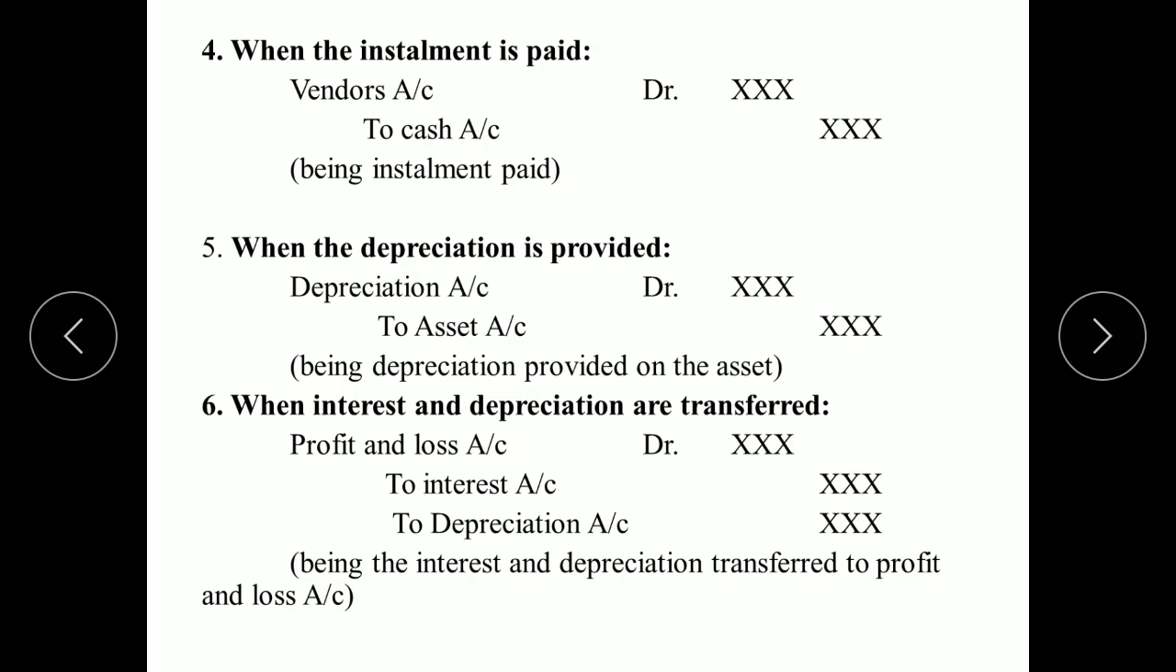So interest paid by the hire purchaser and depreciation charged on the asset, both are expenses for the hire purchaser. So these amounts will be debited to the profit and loss account. So the journal entry is profit and loss account debit to interest account, to depreciation account. So current year's interest and current year's depreciation, the total amount will be debited to profit and loss account. These are the 6 journal entries in the books of hire purchaser.